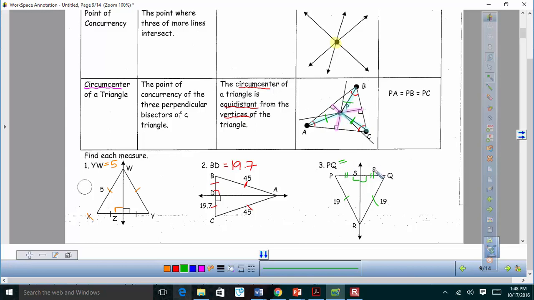Okay, we can multiply 8 by 2, or we could just say, I know this is 8, so 8 plus 8 is 16. Okay? Questions on those 3?